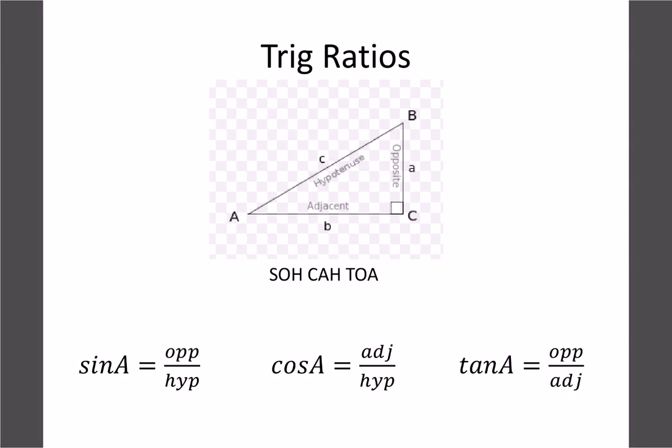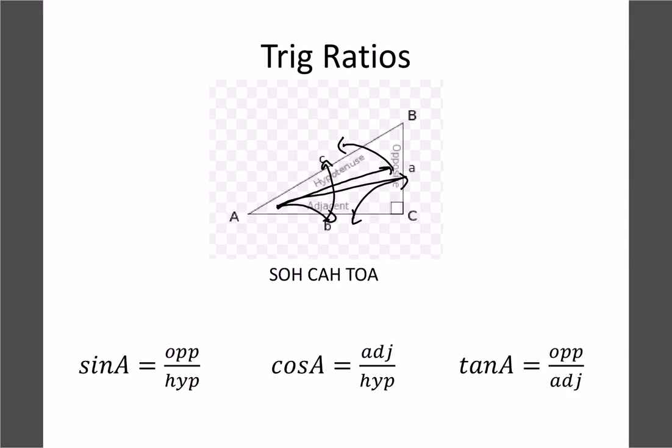And then our three basic trig ratios are SOHCAHTOA: sine, cos, and tan. From angle A we're looking at, our sine would be opposite over hypotenuse. Cosine is adjacent over hypotenuse. And then tangent is opposite over adjacent.